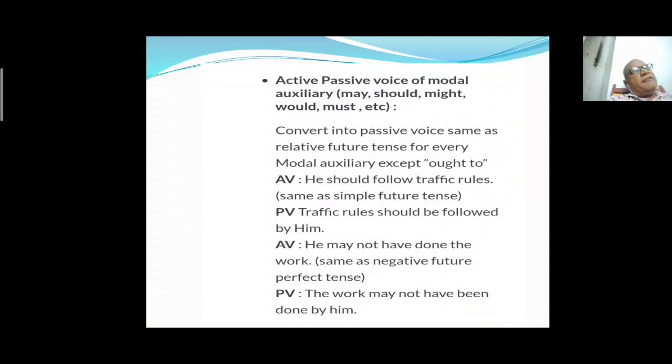Some of the sentences start with helping verbs. In such cases, we can convert them by using if or whether. If it is starting with a helping verb, simply we can convert it into passive voice.